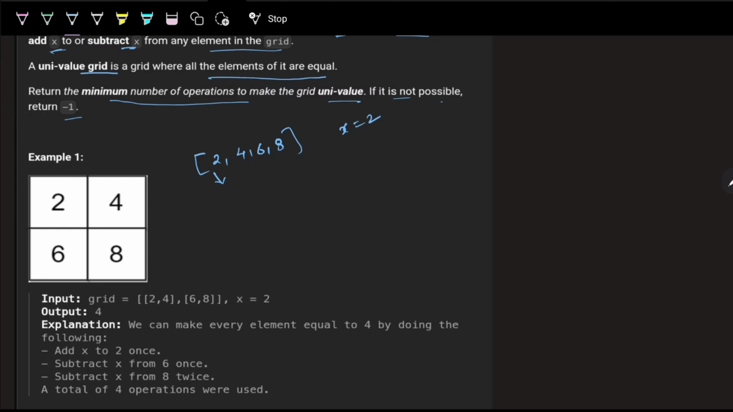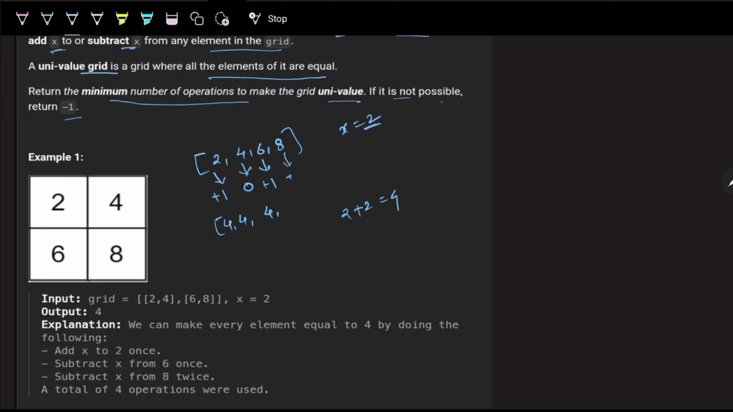If I convert into 4, then for x equal to 2, I have to add x 1 time, because 2 plus 2 will give me 4. So plus 1 I am adding here. For the 4, I don't need any operation because it is already 4, since I am trying to convert everything into 4. Then for 6, I need 1 time only, so it will be 1, and again it will give me 4.